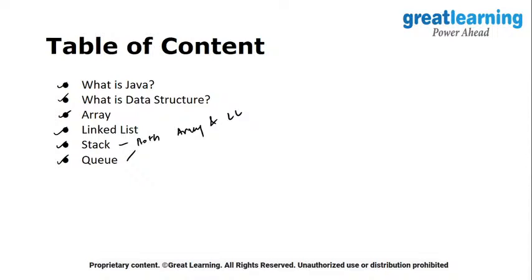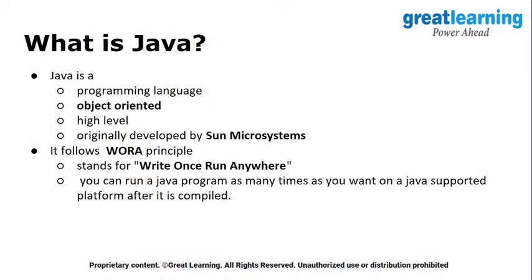Okay, cool guys. So now what is Java? We know what Java is. It's a programming language which is an object oriented language. We have 4 pillars in it. What are those pillars? Inheritance, abstraction, polymorphism, and encapsulation. It's a high level language, and it was originally developed by Sun Microsystems. It follows the principle of WORA, write once and run anywhere.